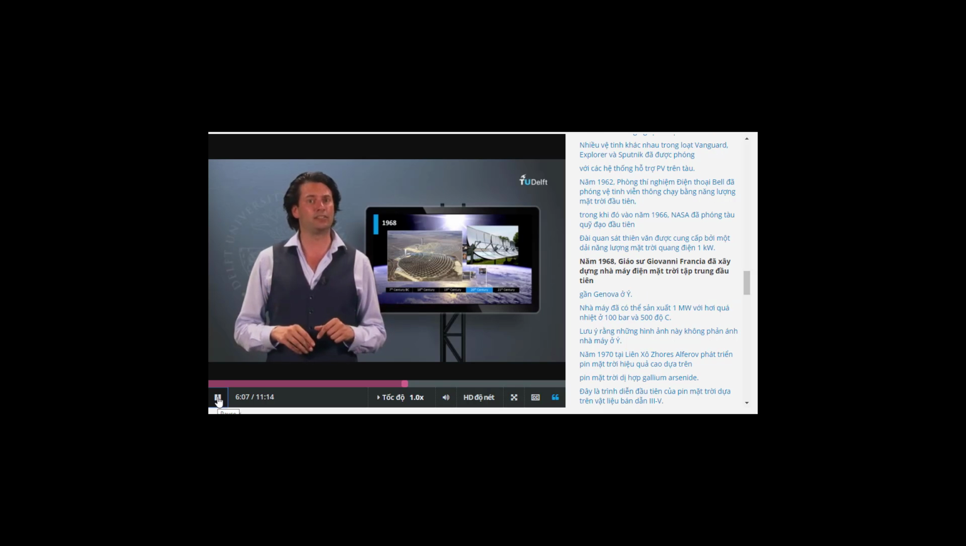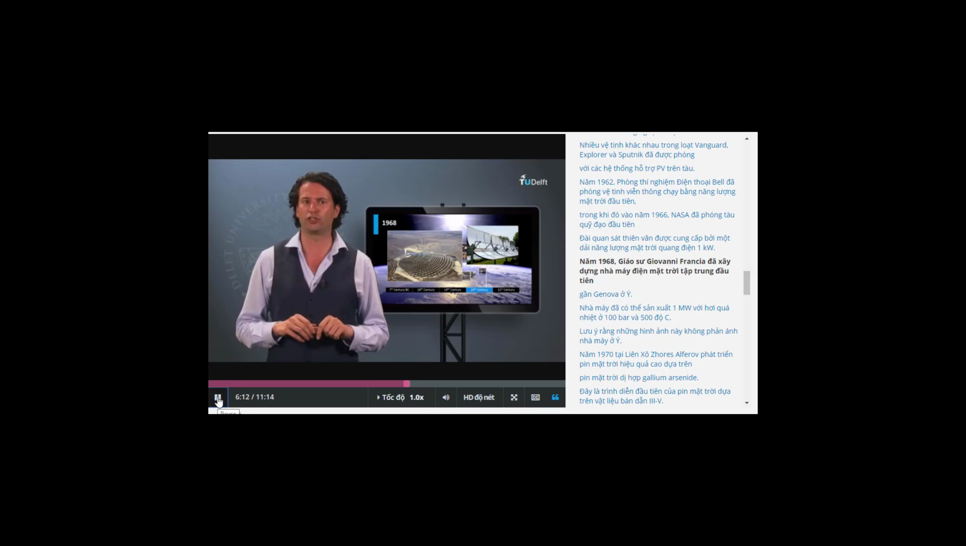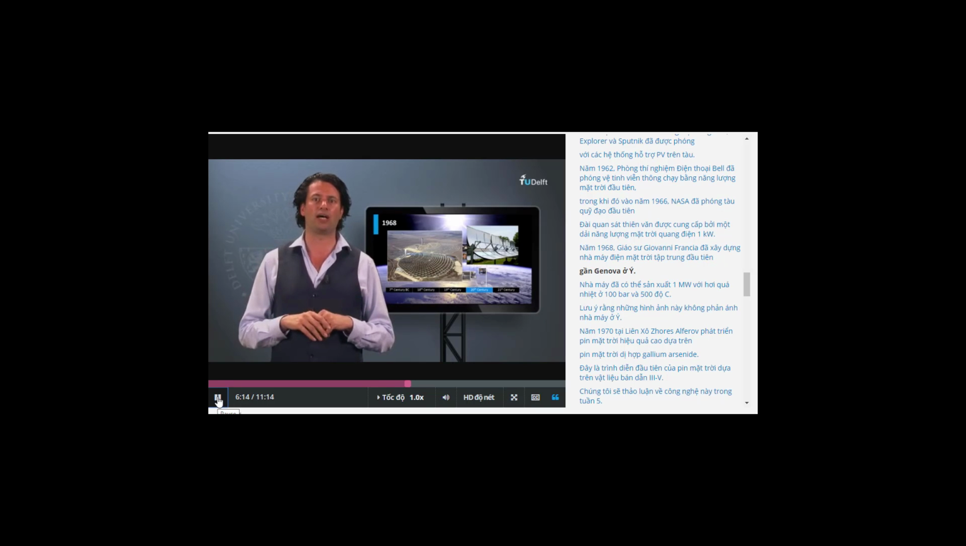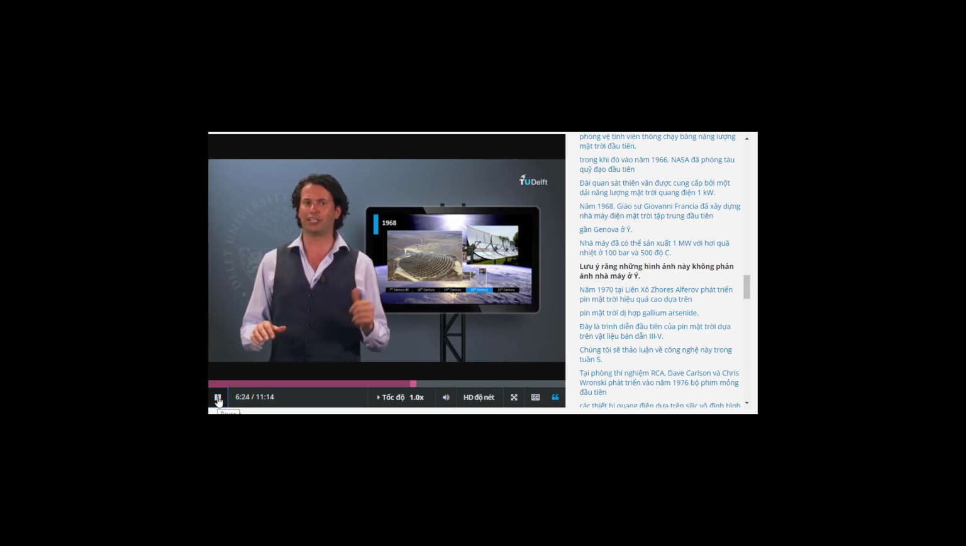In 1968, Professor Giovanni Francia built the first concentrated solar power plant near Genoa in Italy. The plant was able to produce 1 megawatt with superheated steam at 100 bars and 500 degrees Celsius. Note that these pictures do not reflect the plant in Italy.